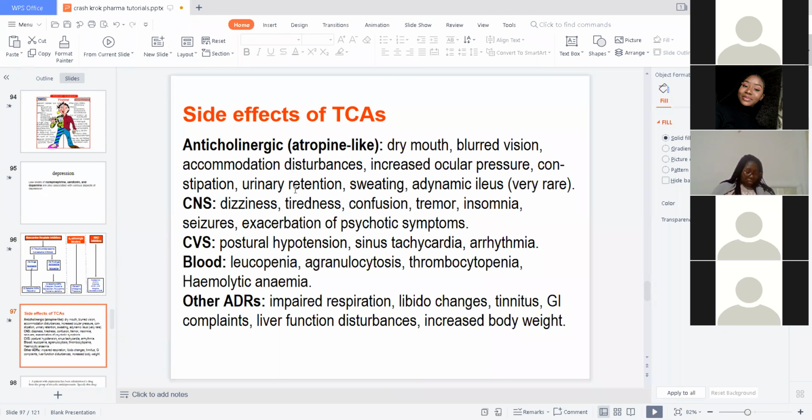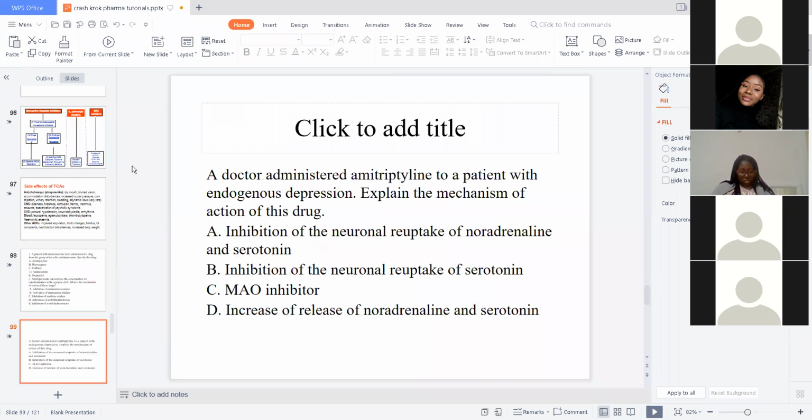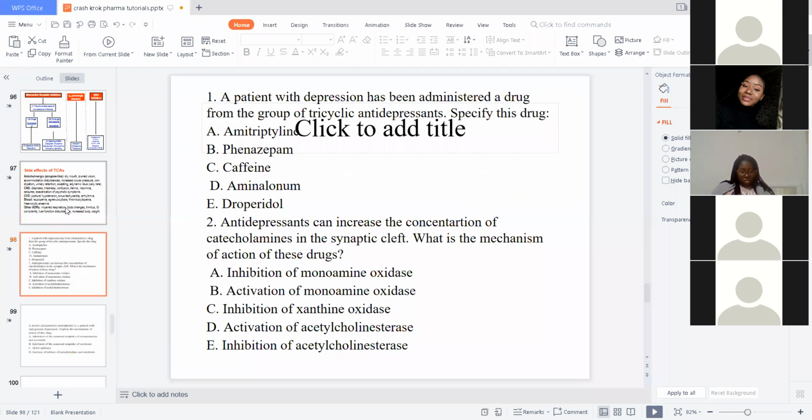They have similar atropine-like effects, so anticholinergic symptoms. We're going to have dry mouth, urine retention, increased ocular pressure. So just assume you have atropine overdose. That's how tricyclic antidepressant toxicity is going to look. Okay, so questions.